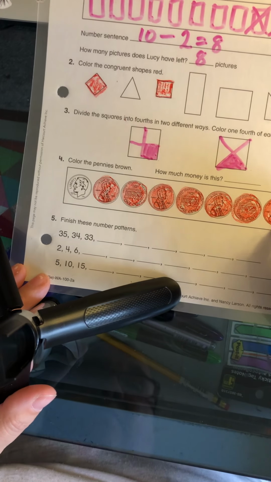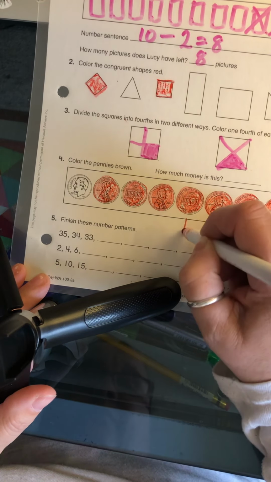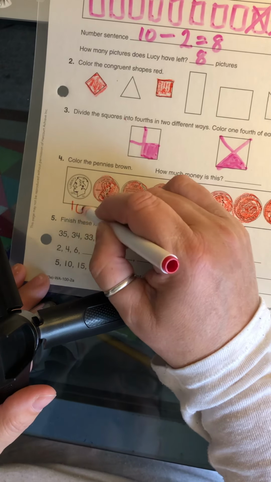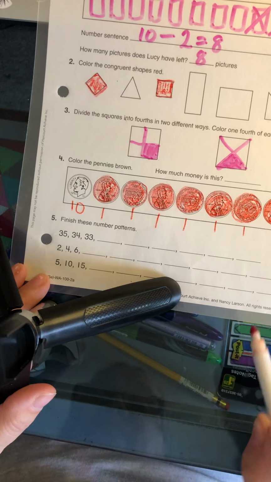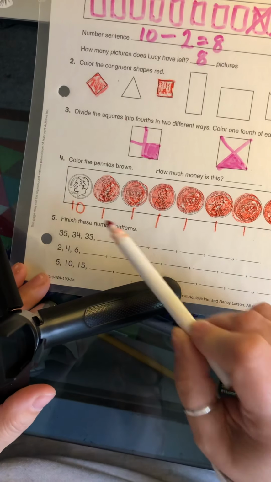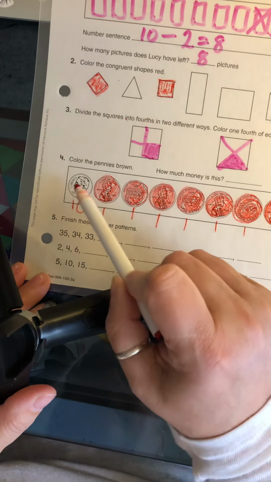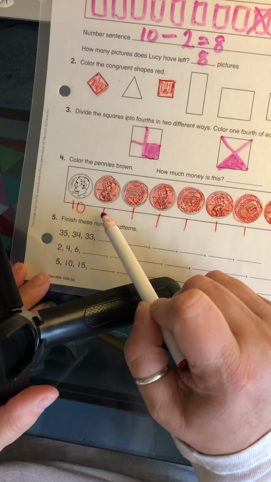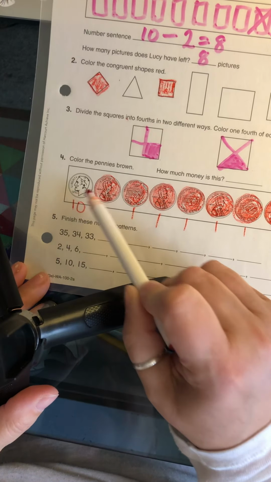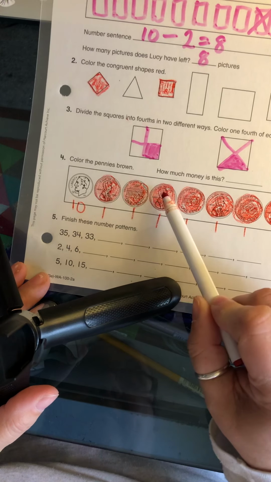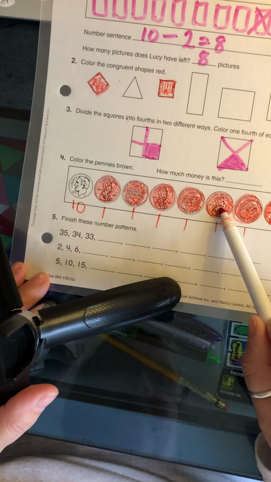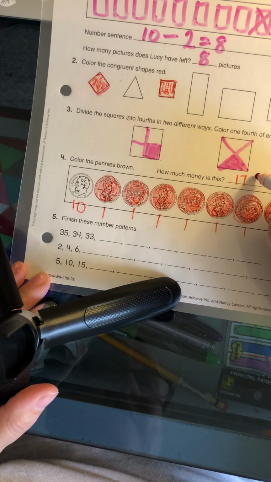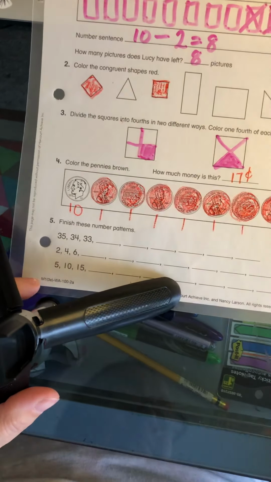So this one is a 1, 1, 1, 1, 1, 1, 1. This one is a dime or 10 cents. So let's count this all together. It says how much money is this? So we know that the dime is 10 cents. So 10, and the rest are ones. So 10, 11, 12, 13, 14, 15, 16, 17. We have 17 cents.